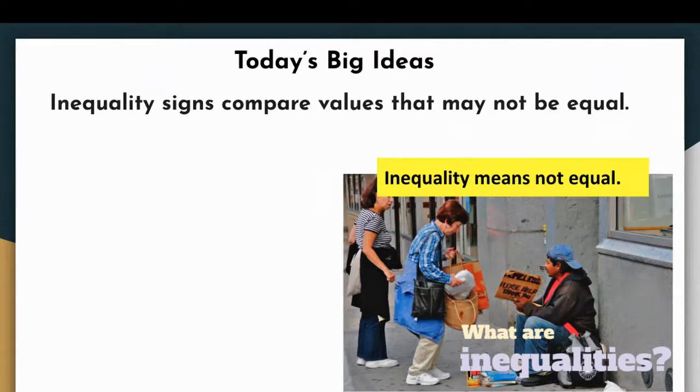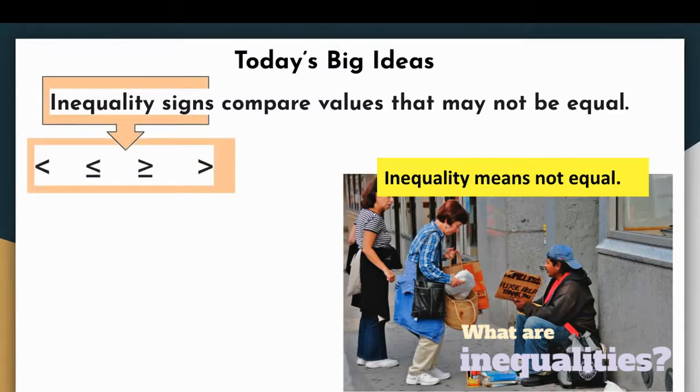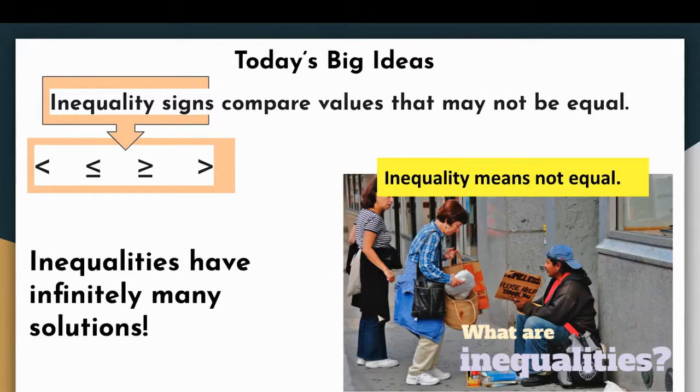Now, today's lesson is about inequality signs. And inequality signs look like these signs right here. Inequality signs compare values that may or may not be equal. Another thing is that inequalities have infinitely many solutions. And if that doesn't make sense right now, it's okay. We're going to make sense of that later on too.